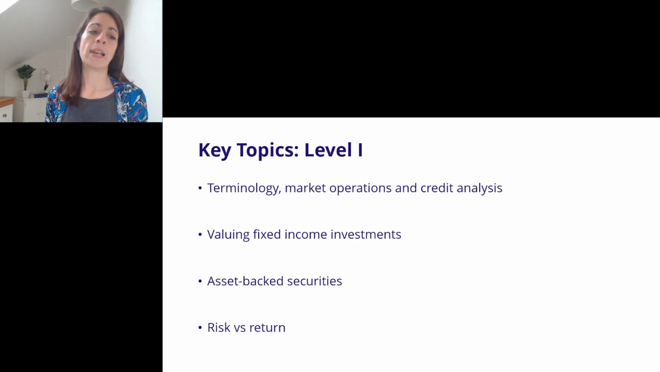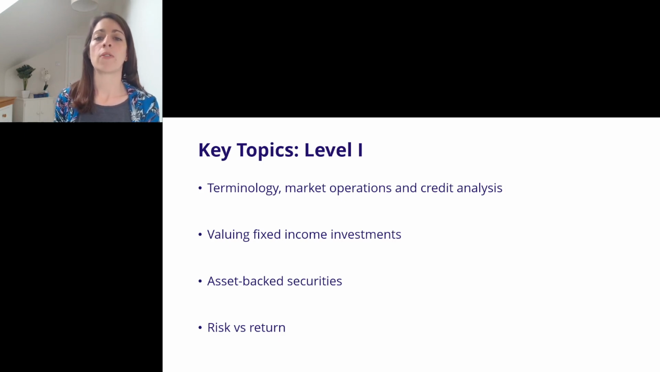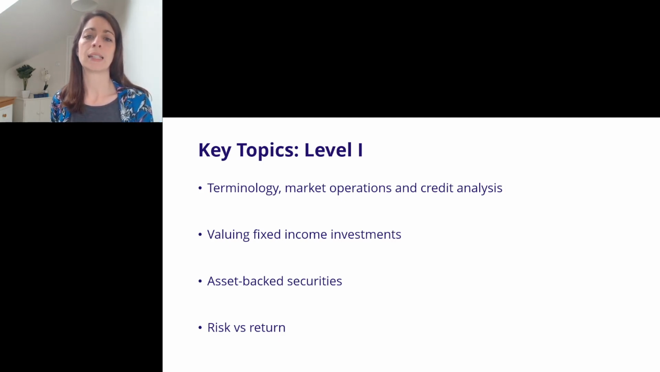In terms of level 1, it does start off as an introduction. So first off, within the fixed income topic at level 1, you'll look at terminology. So getting comfortable with the different types of terminology that are used. So for example, the coupon that is paid on bonds rather than interest. We look at the market operations, so how these are traded. And there's also a look at credit analysis, so credit ratings, for example.